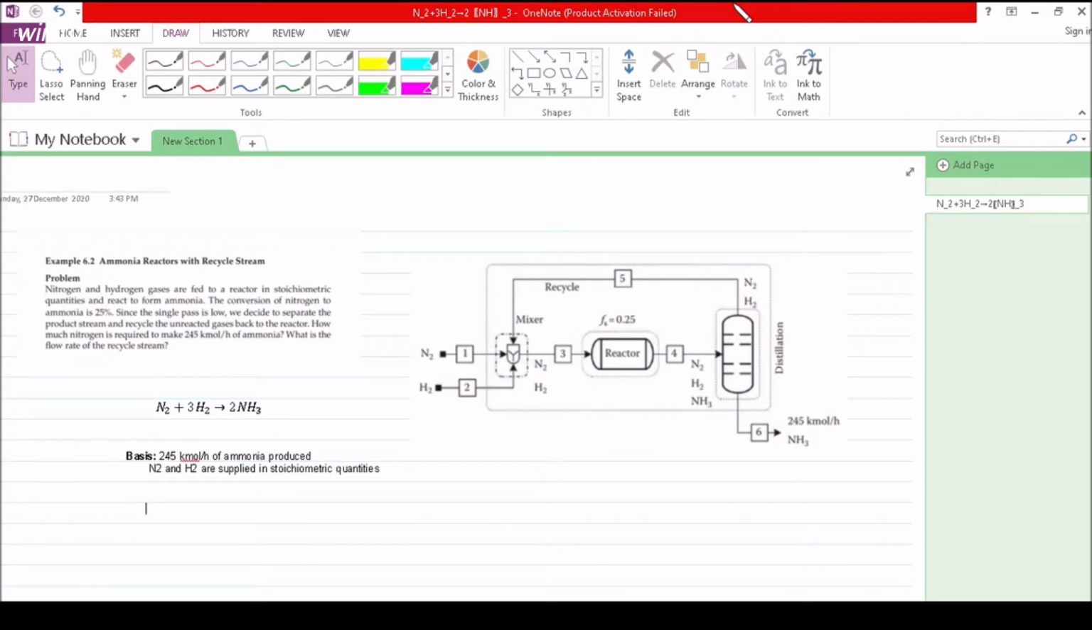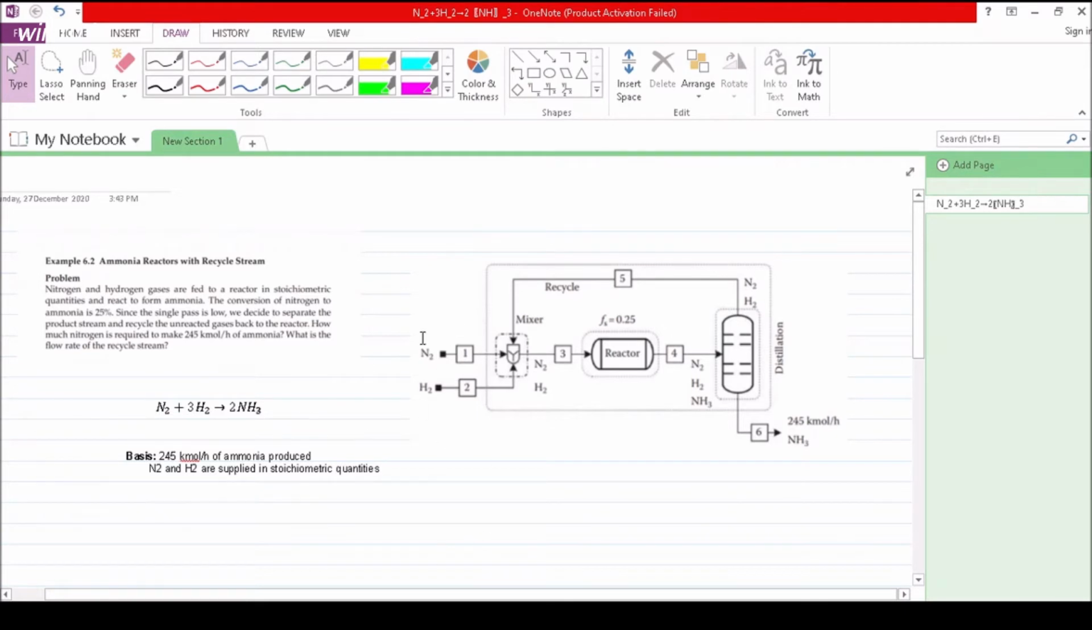Since the single pass is low, we decide to separate the product stream and recycle the unreacted gases back to the reactor. How much nitrogen is required to make 245 kilomoles per hour of ammonia, and what is the flow rate of the recycle stream? So we have a diagram here for our problem.